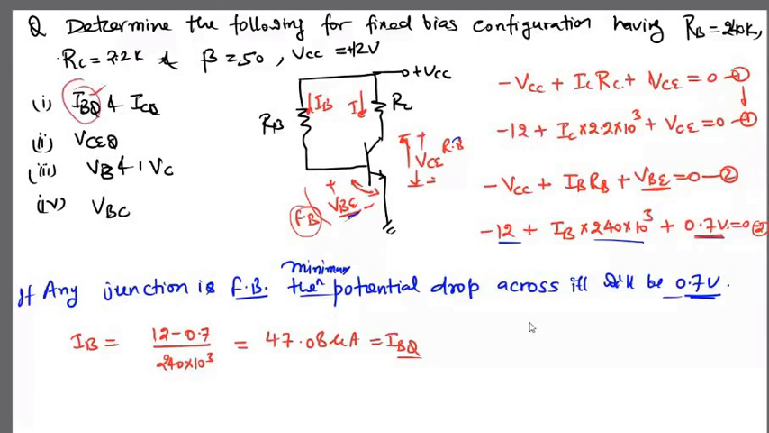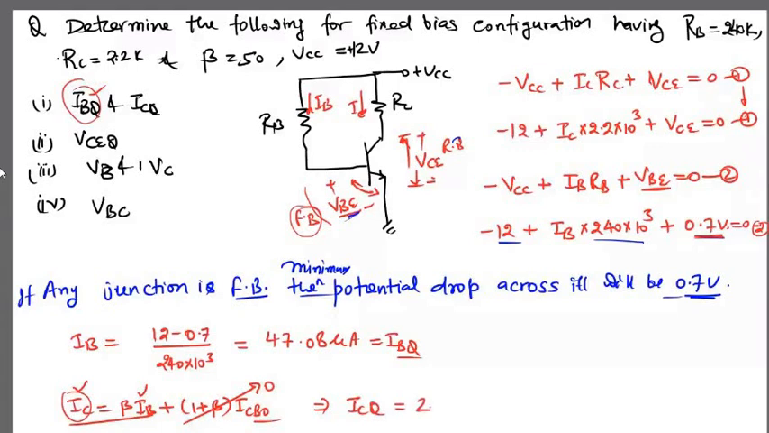Okay, and this is common emitter configuration, and we know the relation for common emitter configuration, that is IC equals beta IB plus (1 plus beta) ICBO. Here the reverse saturation current is not given in this scenario, so we will assume this is 0. So this relation will be IC equals beta IB. We know IB, so we can calculate IC. So this is ICQ, and it will become 2.35 milliampere. Fine.